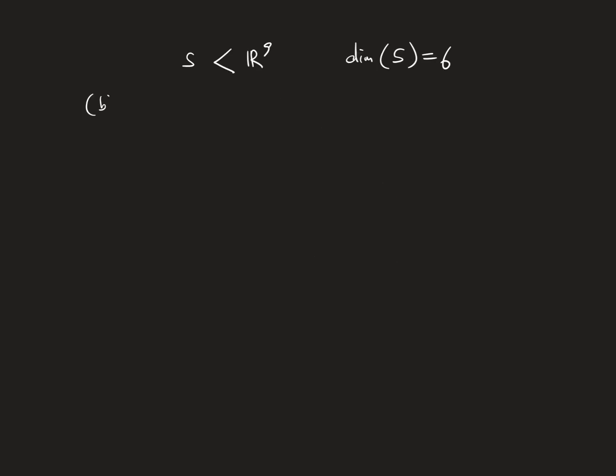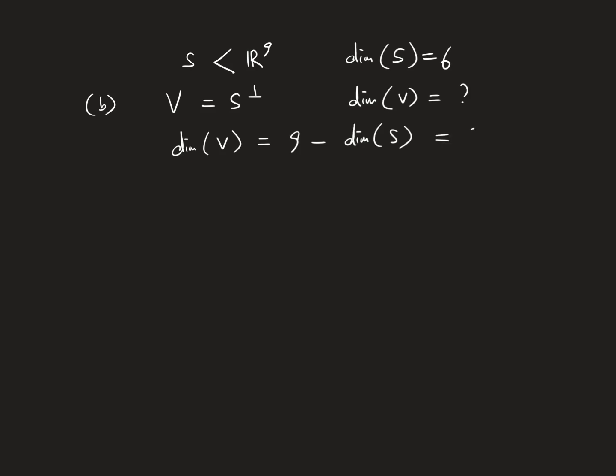And part b: V is equal to S perp, and what is the dimension of V? Because the dimension of V is 9 minus the dimension of S, this will be equal to 3.